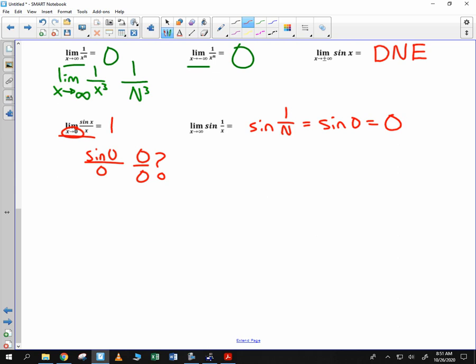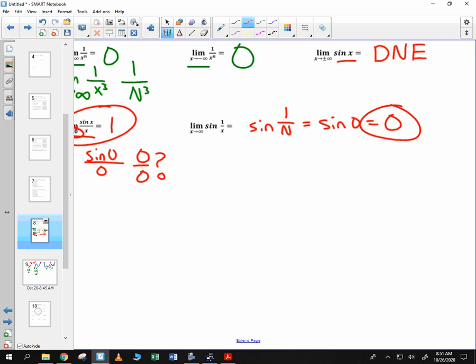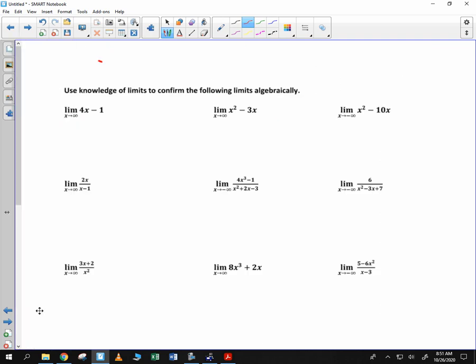So working with sine, some people say, well, if it involves sine or cosine, the limit just does not exist. Well, that's not the case at all, because I just showed you a couple of examples where that's not the case. So what we're going to do is use some laws of limits to confirm these ideas. And the best way to go about this is to factor out the largest term.